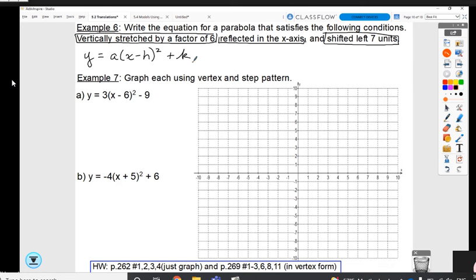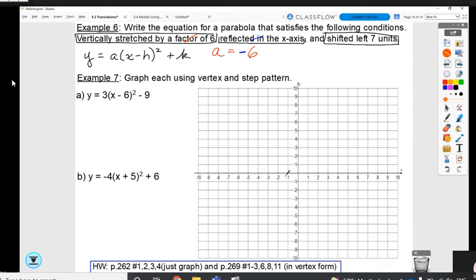So, vertically stretched by a factor of 6, what letter does that affect? A, x, h, or k? A. So we know the a is going to have a 6 in it, for sure. Now it says here reflected in the x-axis. What letter does that affect? It means that it's facing down, right? It's from smiling to frowning. Yeah, it's going to be a again. So it's going to be really a negative 6.